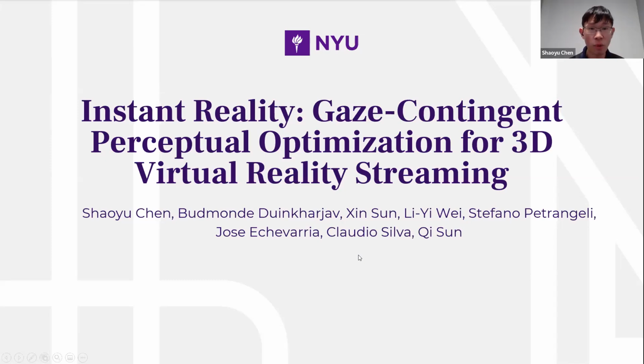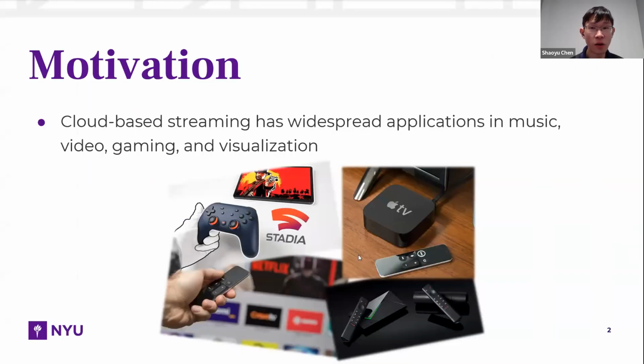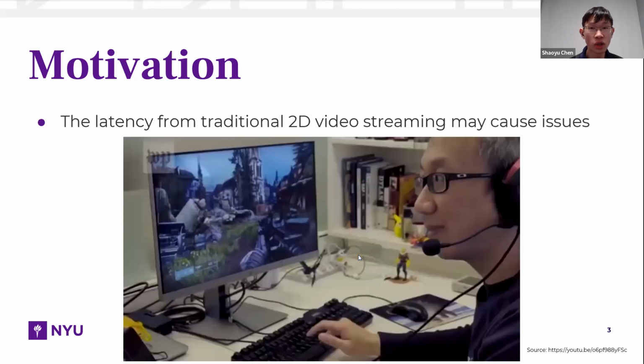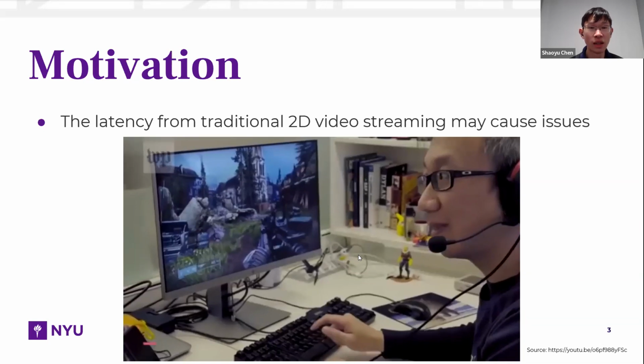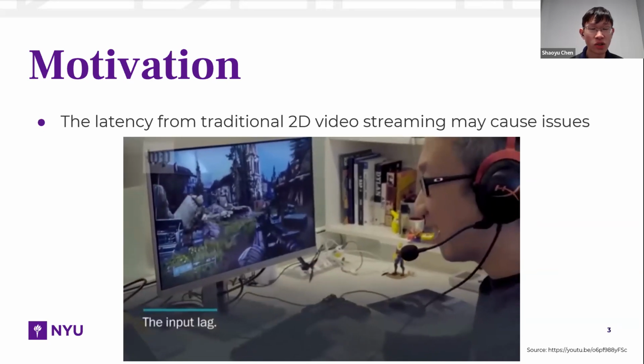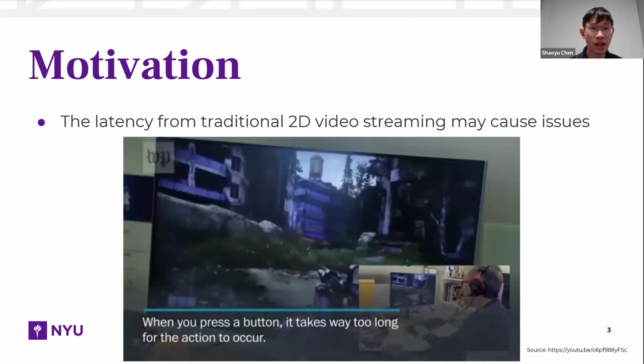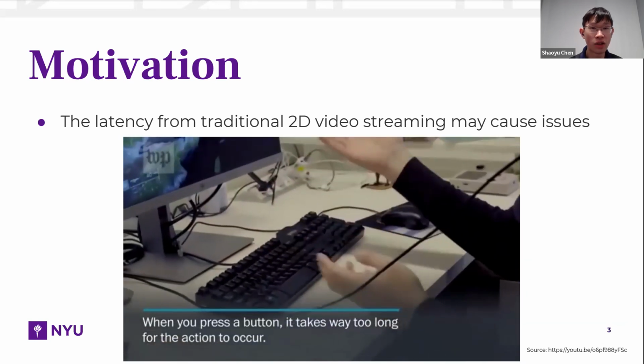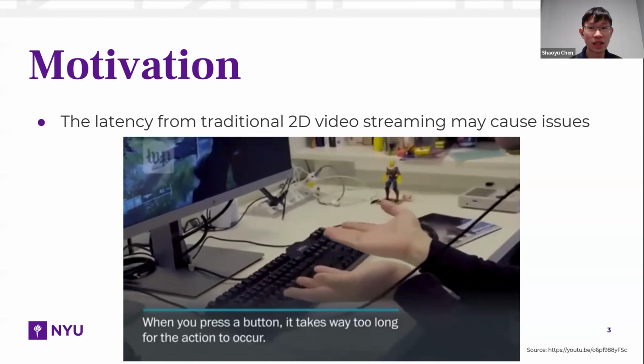So hi everyone. Today I am going to present our work, Instant Reality: Gaze-Contingent Perceptual Optimization for 3D Virtual Reality Streaming. Nowadays, cloud-based streaming has widespread applications in music, video, gaming, and visualization. Traditional 2D video content streaming is typically designed for passive consumption, and thus latency is less of an issue for most users. However, as shown in this video, the latency introduced by 2D streaming, like the huge and variable input lag, may cause delayed interaction or even simulated stillness.